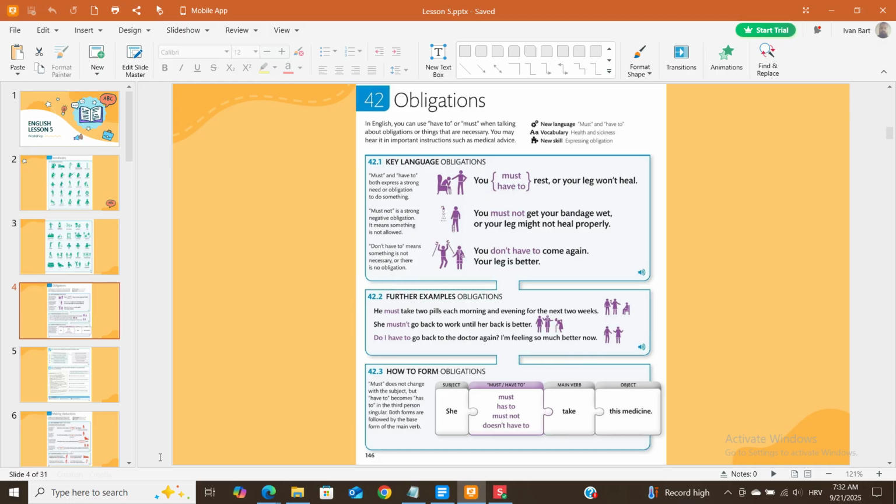42.2 Further examples: obligations. He must take 2 pills each morning and evening for the next 2 weeks. She mustn't go back to work until her back is better. Do I have to go back to the doctor again? I'm feeling so much better now.